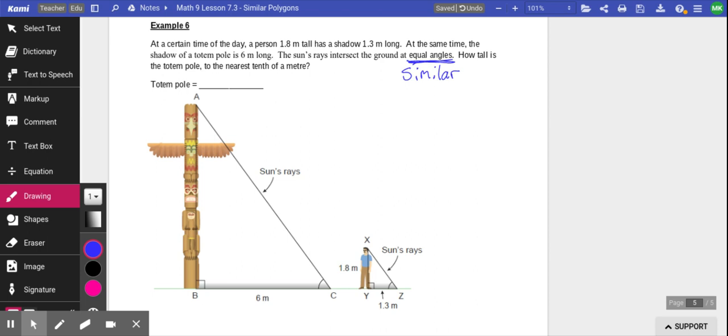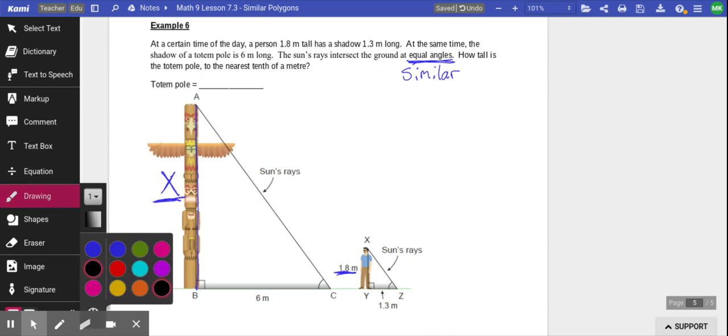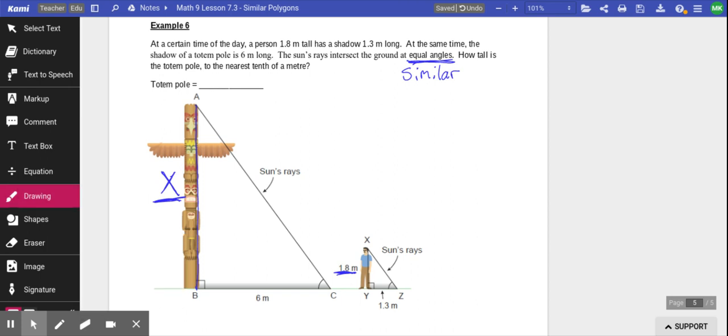How tall is the totem pole to the nearest tenth of a meter? Okay. How tall is the totem pole? I like to call that x. So what I'm looking for on my picture over here is that height of the totem pole, which is x. I want to match that up with my triangle over here to see which side is the same. I would say that the height of the person is corresponding to the height of my totem pole. So x matches up with 1.8. I would also look at my drawing and notice that the shadows would correspond with each other. So the shadow of the totem pole is 6.